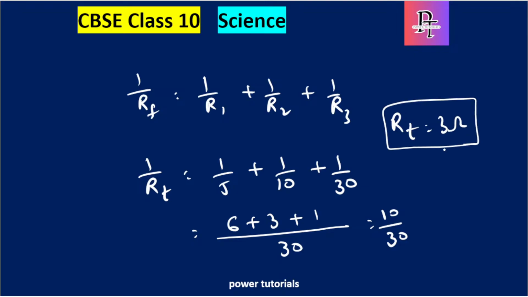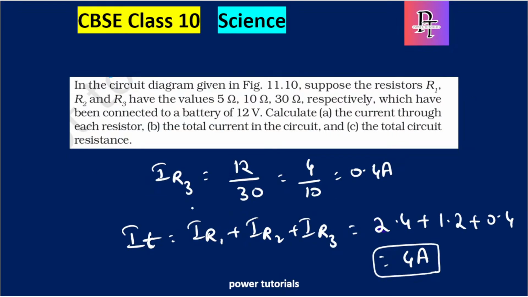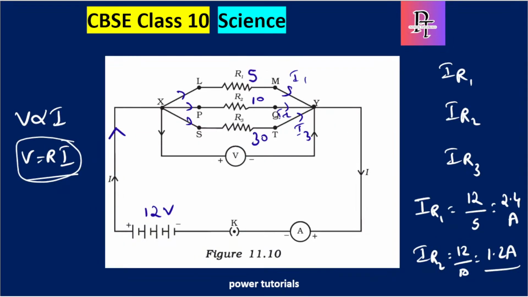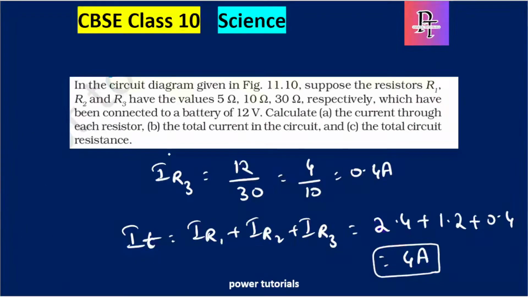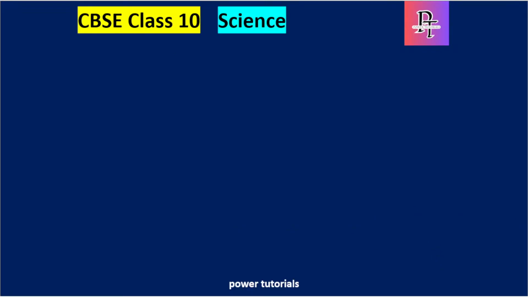So R total will be equal to 3 ohms. You can also verify whether our current calculation is correct. Because R total is 3 ohms and V total is 12 volts, I total, if I use Ohm's law directly, is V by total resistance, 12 by 3, which is 4 amperes. So the same value I got while calculating total current, which is 4 amperes. So hence our calculation is correct. Okay, so let's move to the next numerical.